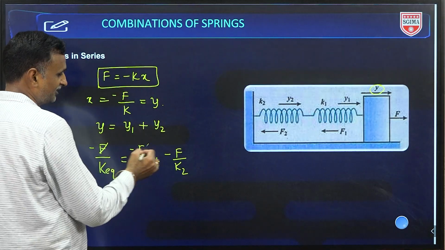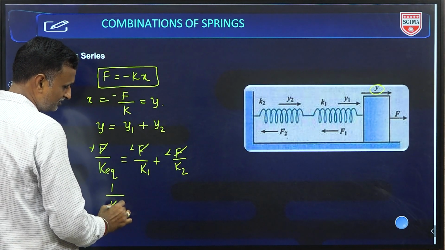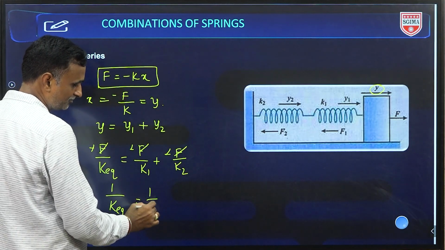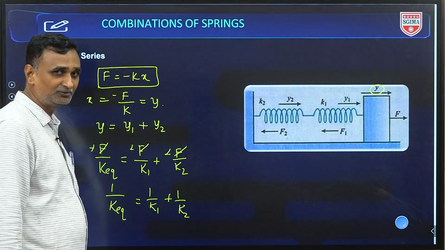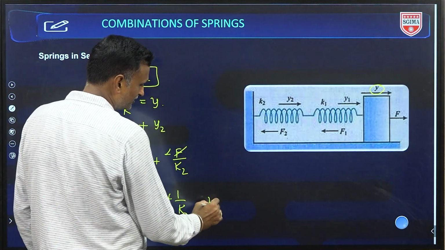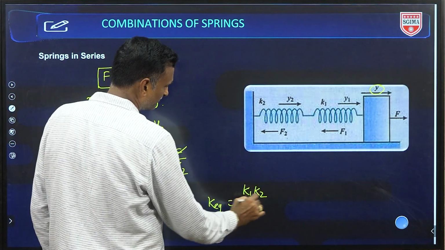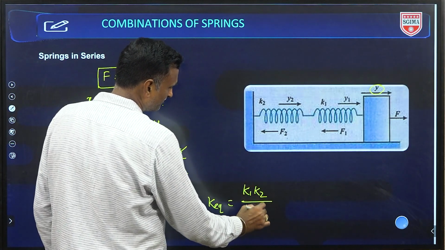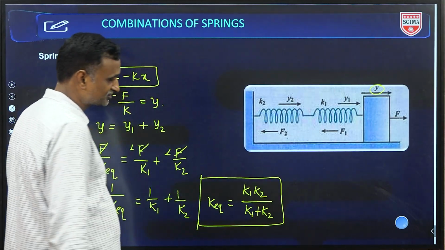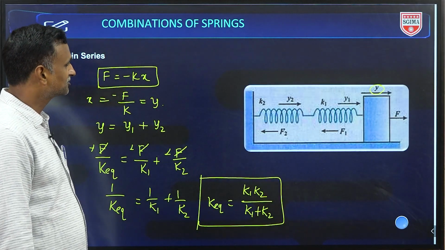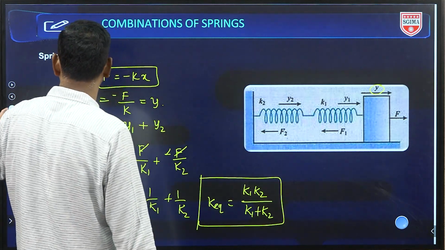Since the forces are the same, F gets cancelled, and now we can write 1 by K equivalent equal to 1 by K1 plus 1 by K2. On simplifying further, K equivalent is K1 K2 upon K1 plus K2. This is the effective force constant, or spring constant, in the combination of springs in series. Okay? So now let us move on to the next one.